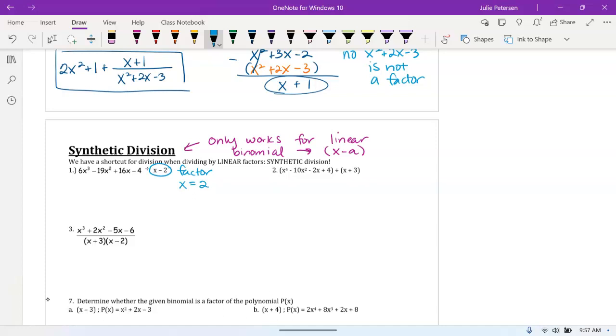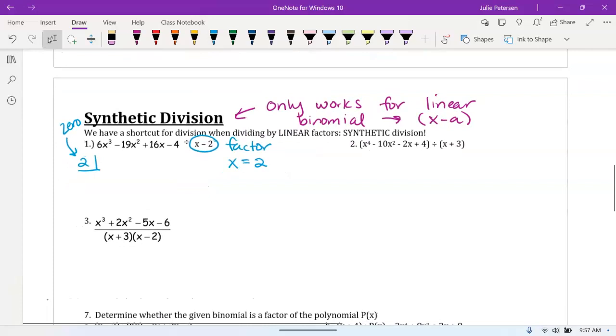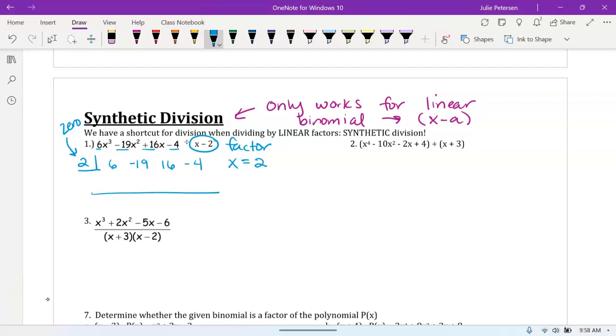Right? Another way of thinking about that is when I plug in 2 to this, we're going to see what we get out. Alright, so we're going to use that 2, and we're going to put that in this little box here. So we always place the 0 here. And then we take just the coefficients. This is the part that's kind of nice about synthetic division. So I just take the 6, the negative 19, the 16, and the negative 4. 6, negative 19, positive 16, negative 4. Leave a little space because we're going to write some things.